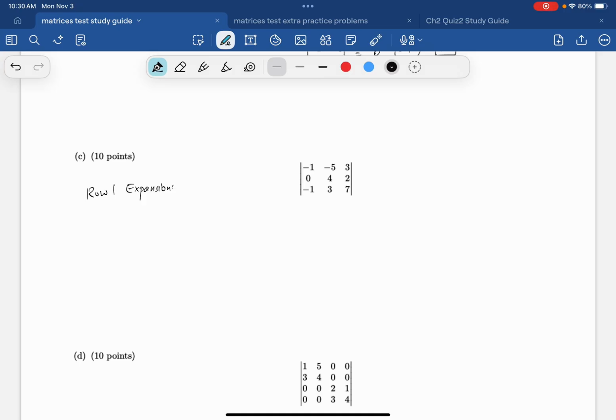Please head to class. So the row 1 expansion is going to give me negative 1 times the determinant of 4, 2, 3, 7 minus negative 5, right? It's the minus because if I drew the grid of pluses and minuses, the top left is always a plus, which means that this negative 5 has to change sign, and the 3 doesn't change sign. Okay, so that's why it's a minus there.